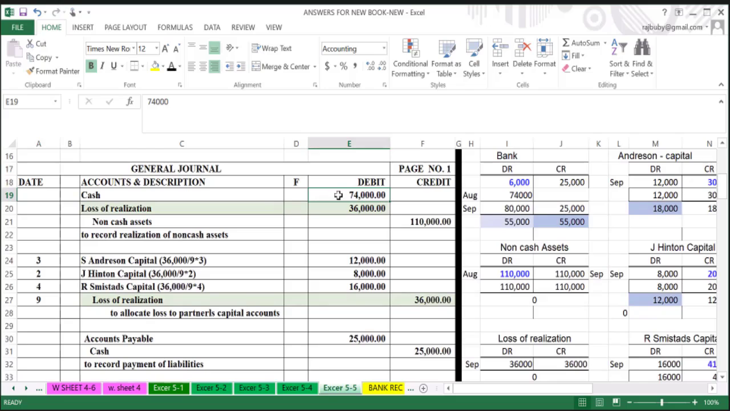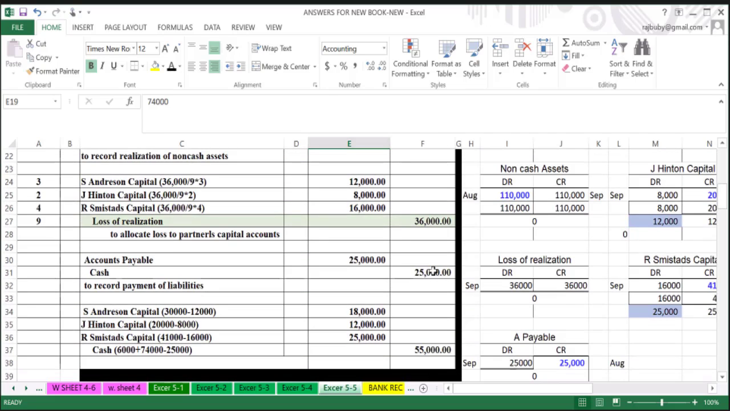110,000 is the total non-cash assets according to their trial balance, but they sold only for 74,000. The loss is 36,000. The realization loss is 36,000. Okay. I got it right now. Thank you. That 36,000 the partners are taking. Thank you so much. You're welcome.